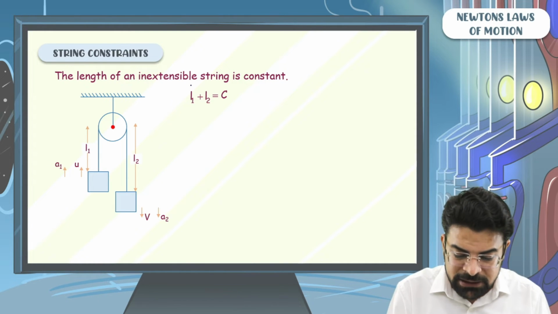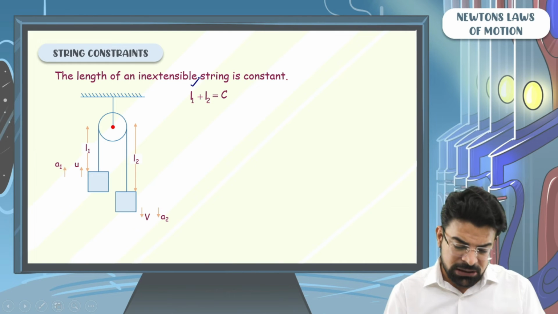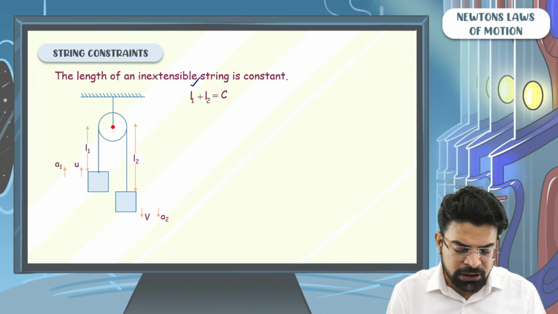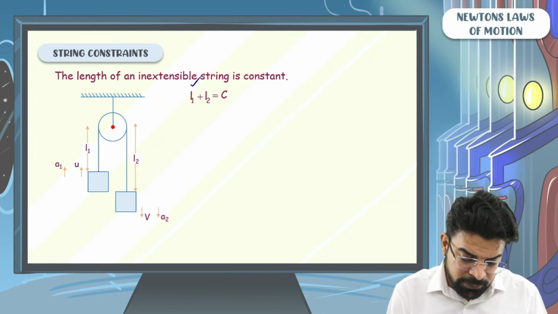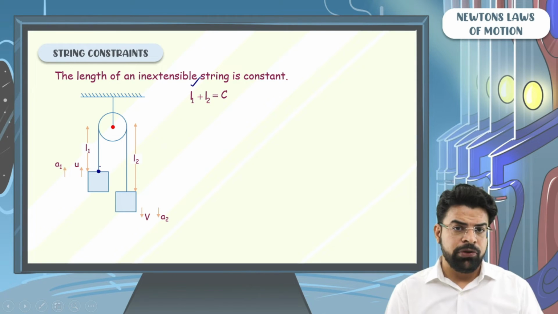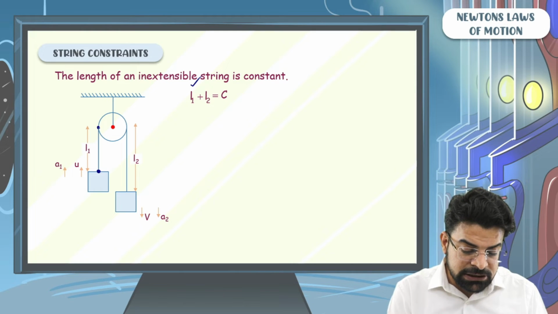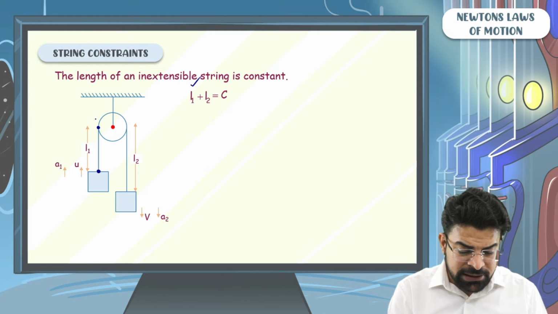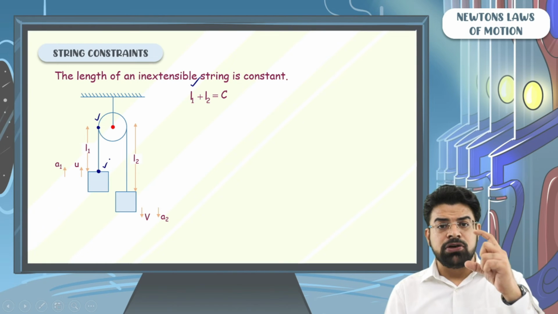When I said the length L1, what is L1? L1 is the length of string. Which string? The string on the left. What part? The place where the string touches the block to the place where the string touches the pulley. That is L1.